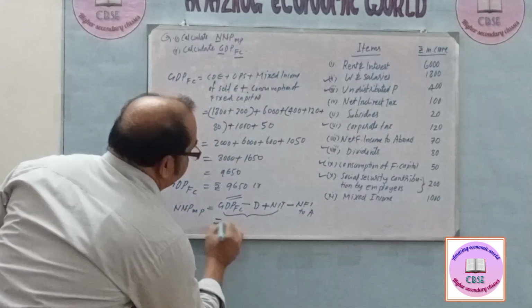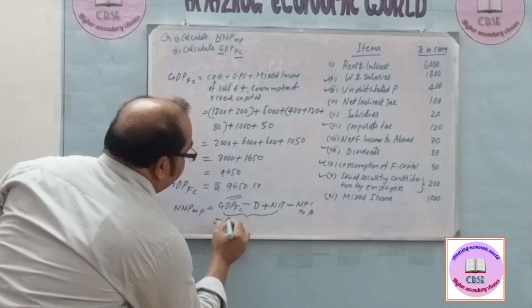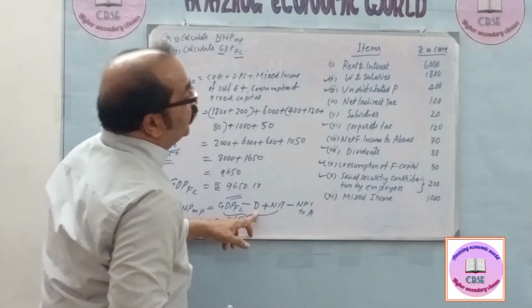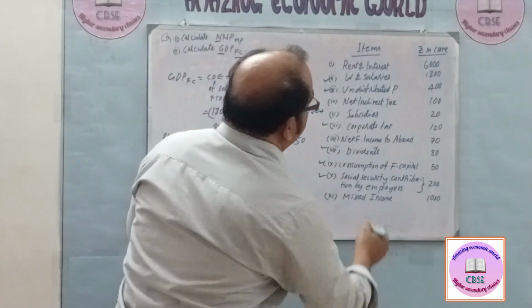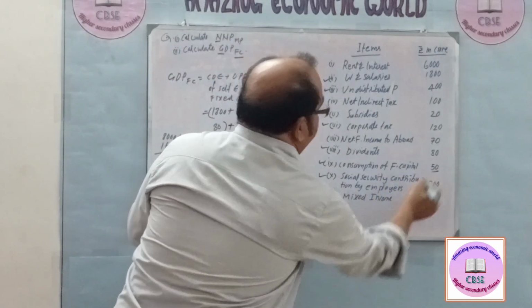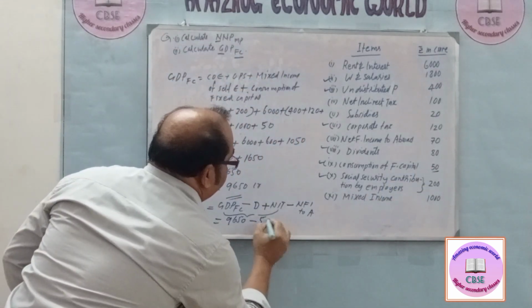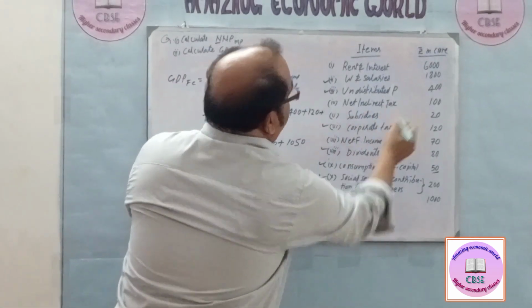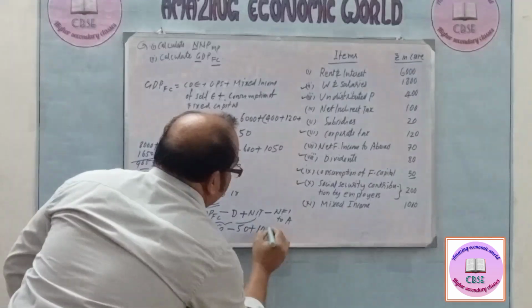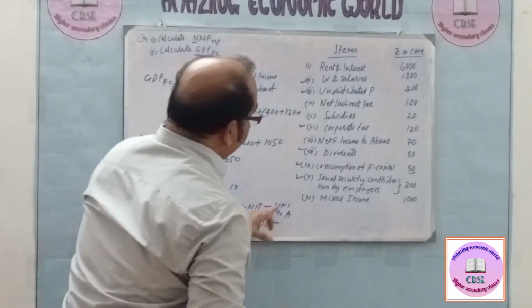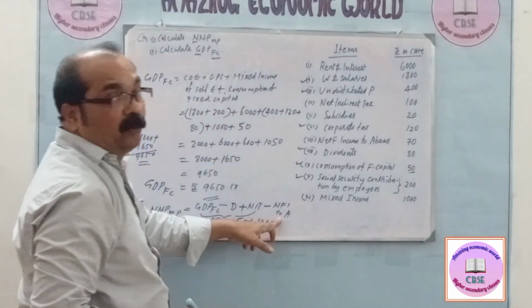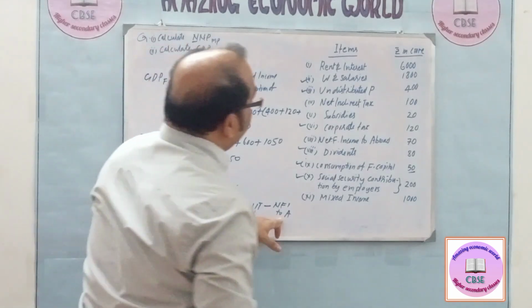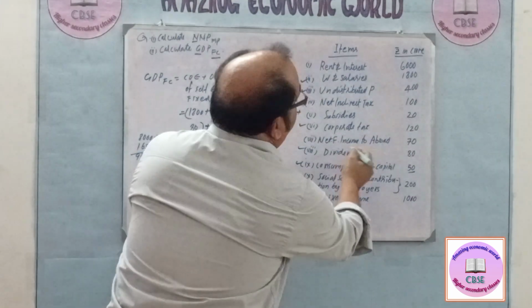Now give the amounts. We already got 9,650 minus depreciation. How much is the amount of depreciation? Consumption of fixed capital, 50. Plus NIT, which is given directly: net indirect tax 100. Minus net factor income to abroad. I told you, to abroad you have to deduct it, and from abroad we have to add. Net factor income to abroad is 70.